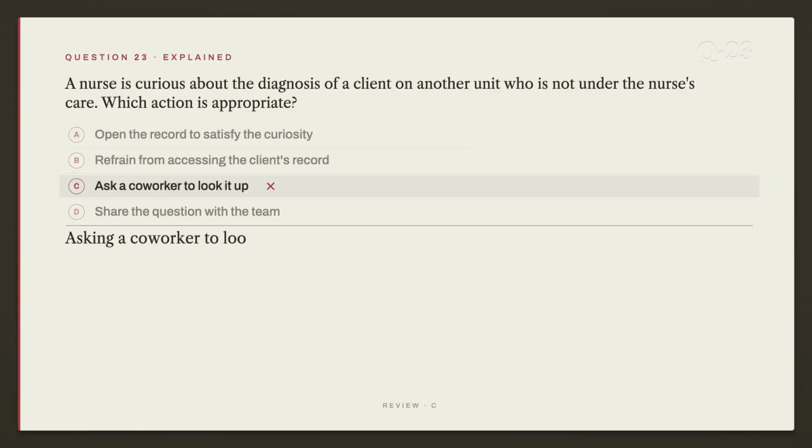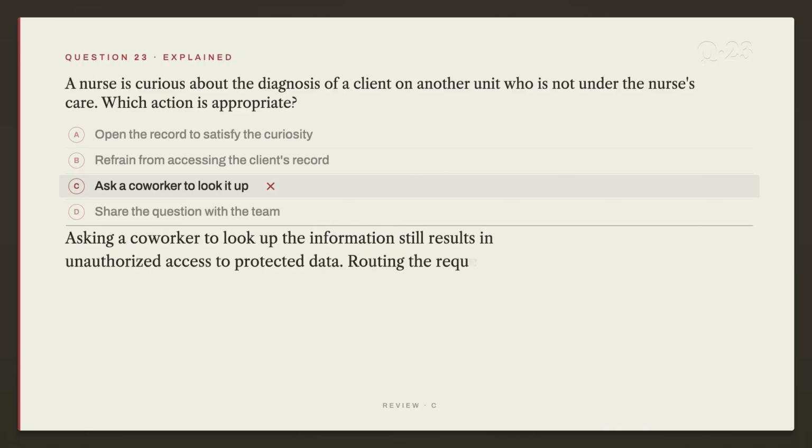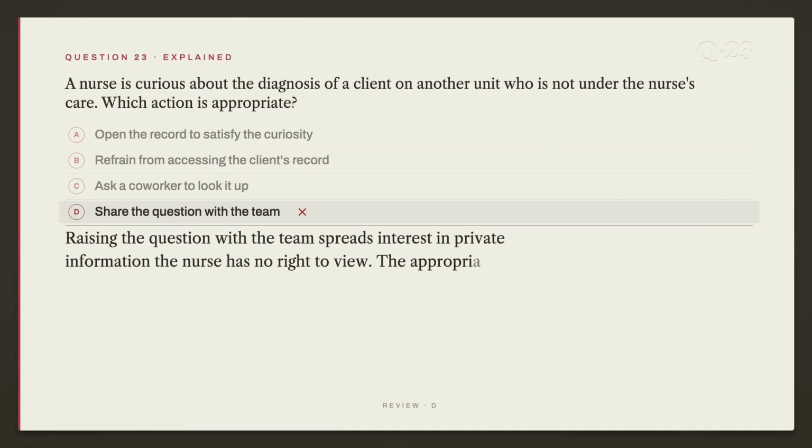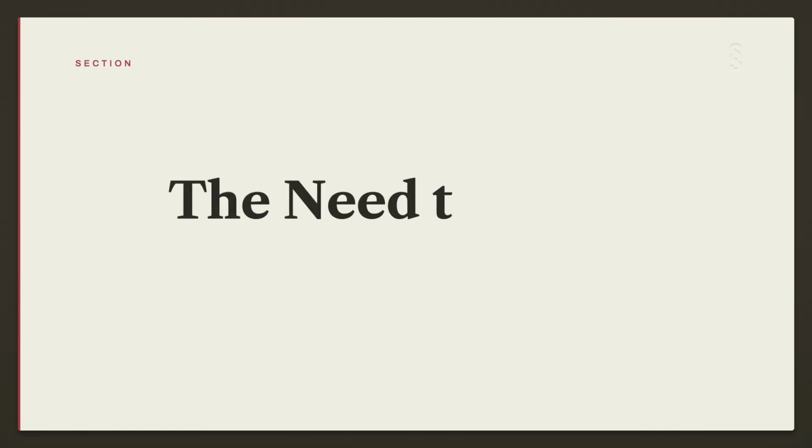C is wrong because asking a co-worker to look up the information still results in unauthorized access to protected data. Routing the request through someone else does not make the snooping acceptable. D is wrong because raising the question with the team spreads interest in private information the nurse has no right to view. The appropriate choice is to leave the unrelated client's record alone.